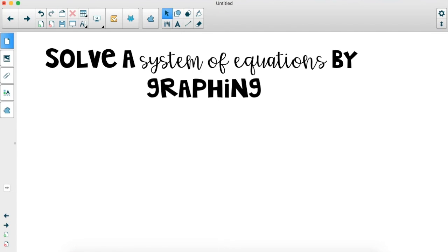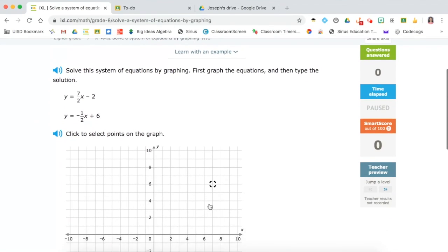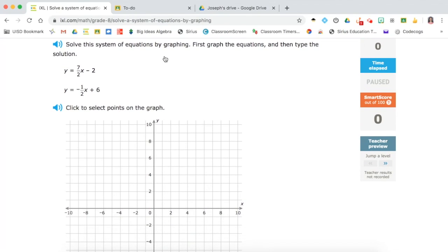Okay, so let's see some examples. I'm going to be using iReady. This is an 8th grade level, AA2, solve a system of equations by graphing. So it says solve the system of equations by graphing. First graph the equations and then type the solution.